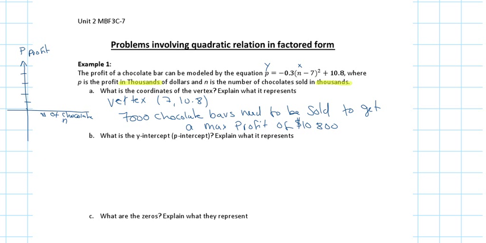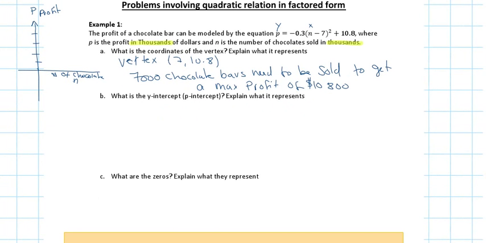So to find the y-intercept, there's two ways that you can do it, and I'm going to show you both ways, okay? You can do it by plugging in 0 for n. And then this way it will be P equals negative 0.3 (0 minus 7) squared plus 10.8. That's going to be negative 7 squared, which is going to give me 49.